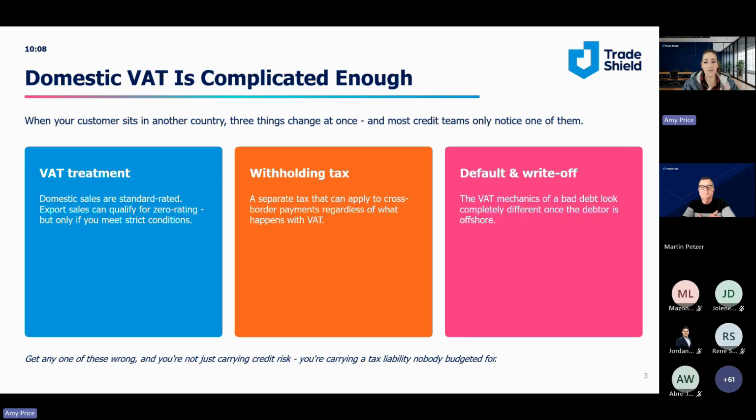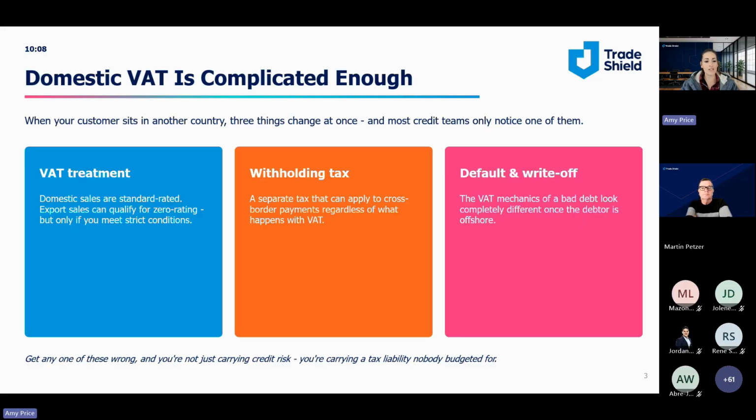So the moment that your customer is based in another country, there are 3 separate things that shift all at once. Okay, and here's the trap. Most credit teams only ever notice one of them, which is usually the VAT rate question, and they completely miss the other 2 as well. So the first one is obviously VAT, the next one being withholding tax, and the next one is around default and write-offs when it comes to VAT as well. And I think this was actually raised as a question in one of our previous sessions that we had 2 weeks ago. So I'm really glad we're covering it now.